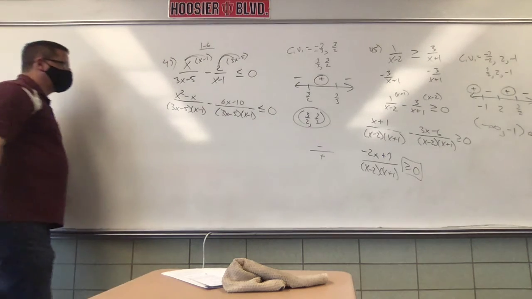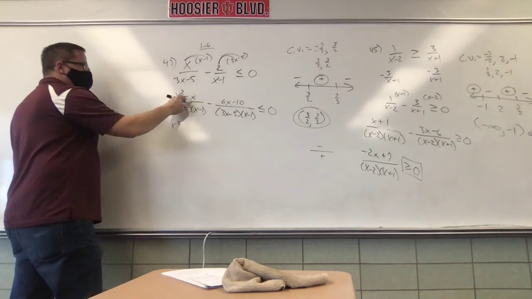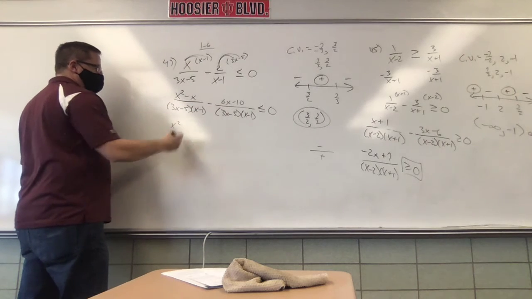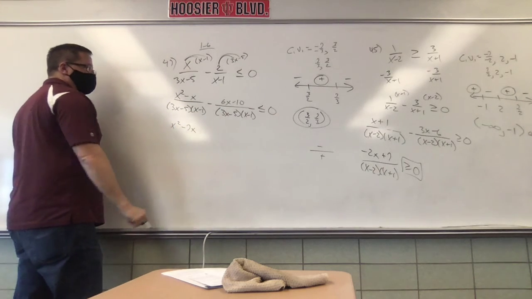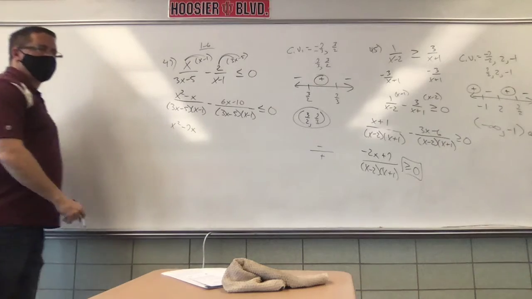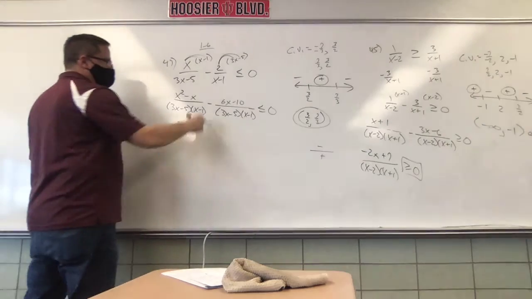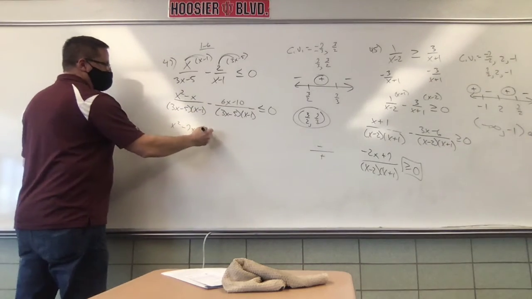Then we need to simplify. So we have x squared, negative x minus 6 more x's is negative 7x. And be careful here. You might be tempted to say, oh, we're left with negative 10. Not negative 10, negative times negative 10, which is positive 10.